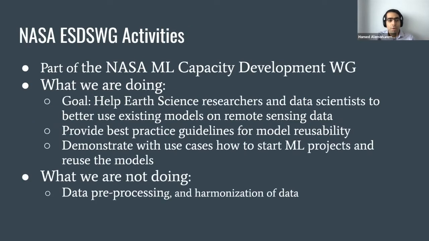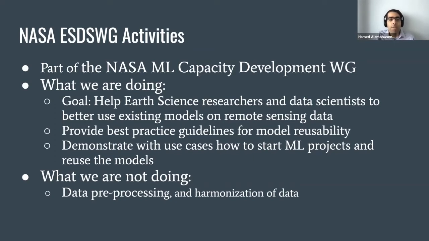So in this working group, which is the NASA ESDS Earth Science Data Systems Working Group, we have a working group called Machine Learning Capacity Development. And as part of that, Sanjay and I are leading this model reusability task. The goal here is specifically to help earth science researchers and data scientists to better use existing models on remote sensing data. There's a growing number of papers and publications using machine learning techniques on remote sensing data in particular. But there is a lack of, okay, how can we reproduce and reuse these results? So we want to really develop a guideline out of that.